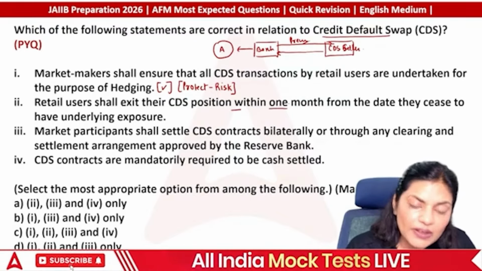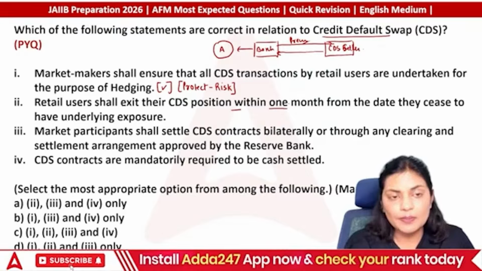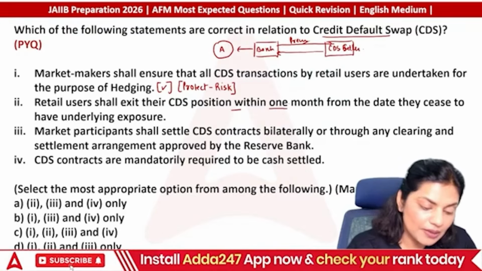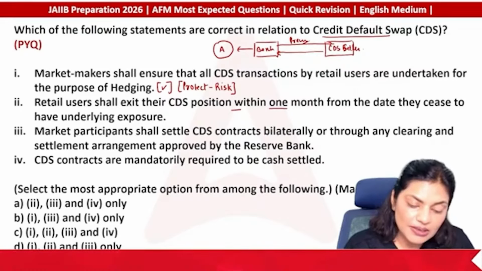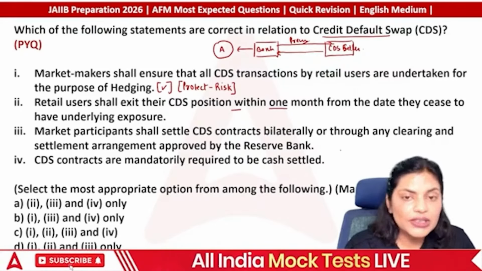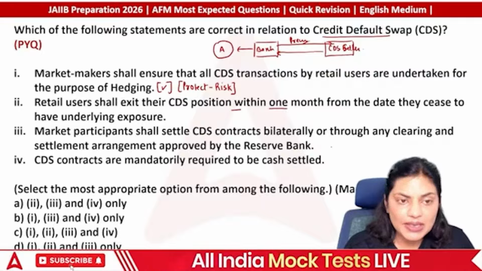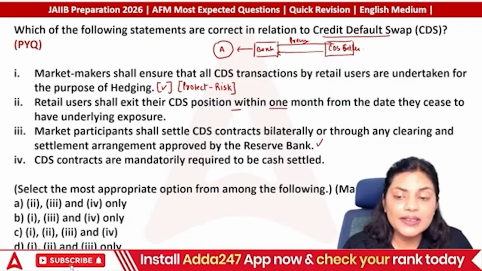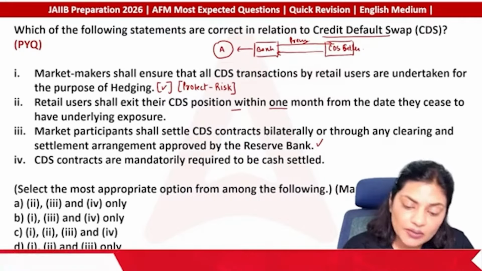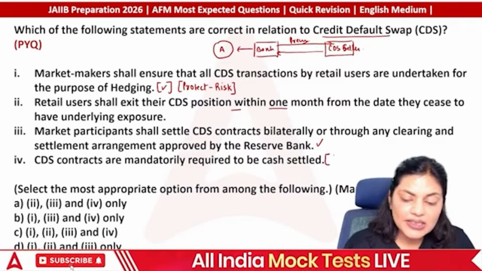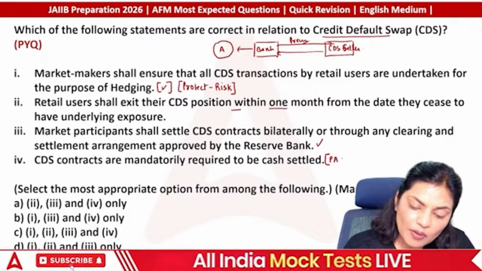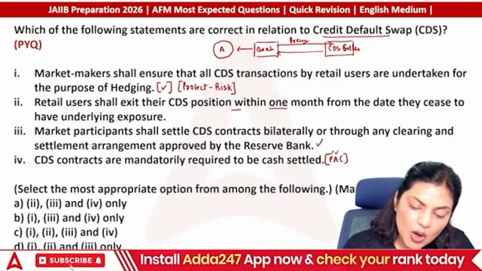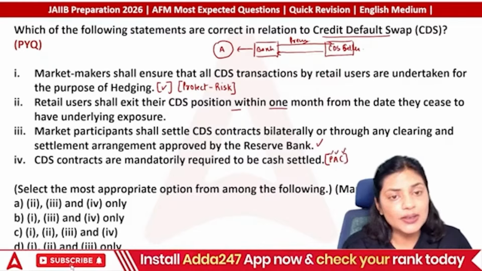So within 1 month, they will have to exit their position. They cannot extend it beyond that. Then market participants shall settle CDS contracts bilaterally or through any clearing mechanism approved by the Reserve Bank of India. That is also correct. Then CDS are mandatorily required to be cash settled. Now this is a problem over here. CDS can be settled in PACK form. What is PACK? Physical, auction and cash, but not only cash.